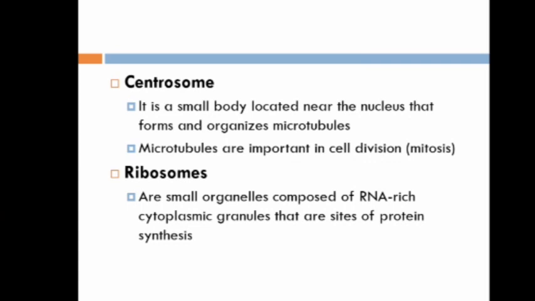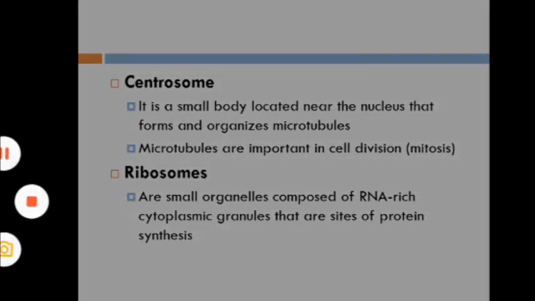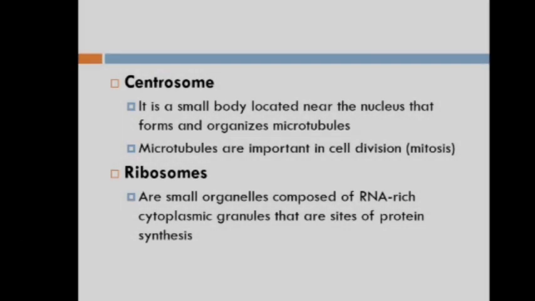And the third one, the internal organelle, is what? The internal structure, or we call it organelle. Centrosome. Centrosome is a small body located near the nucleus that forms and organizes microtubules. Centrosomes are found near, not within, the nucleus. Yani karibu na ile nucleus ndio centrosome wanafanya unabii forms. Na it forms and organizes microtubules.